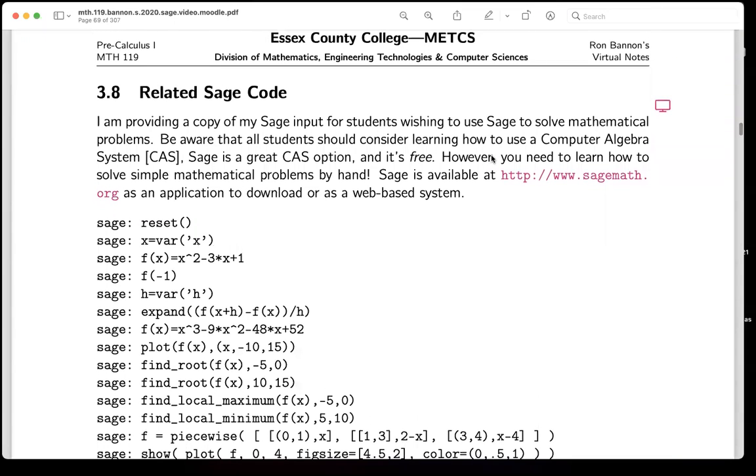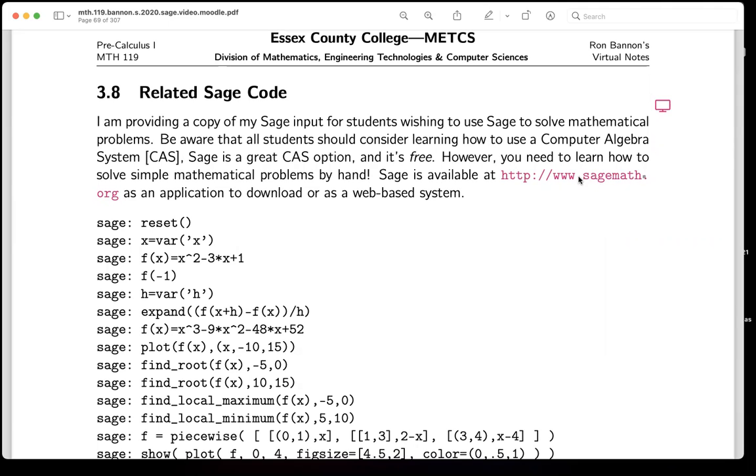Again, this is optional. The reason we're saying it's optional is we're not going to test you on it. And for a lot of students, they're not going to move beyond just this basic introduction to math. But for students thinking about moving into a STEM related career, it's in your interest to learn to use a computer algebra system.